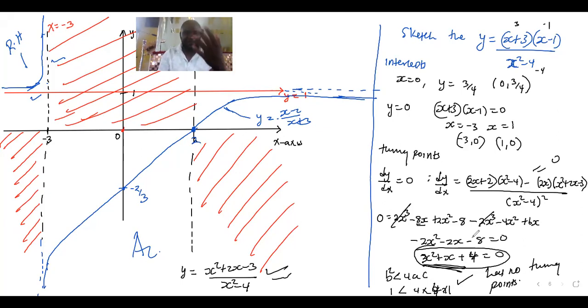But I've told you, for a 5-star student, you just investigate: is b squared less than 4ac? If yes, then it is impossible to have real roots. So when you investigate using b squared less than 4ac, you just conclude that it has no turning points, if it is true.